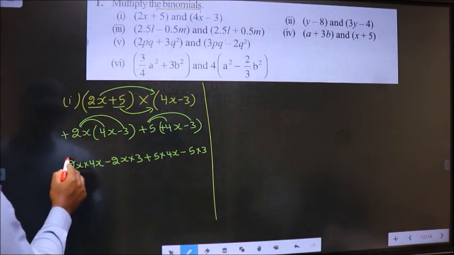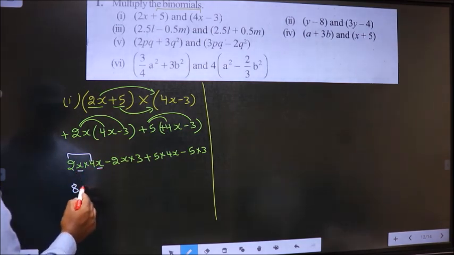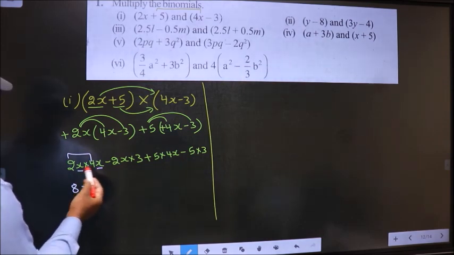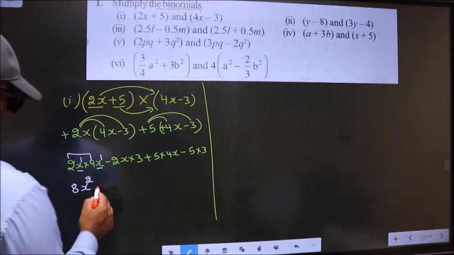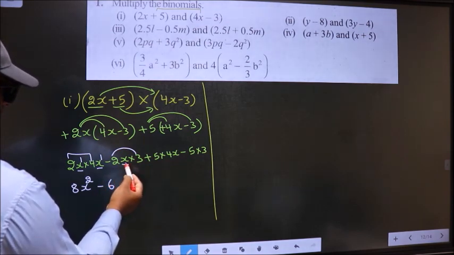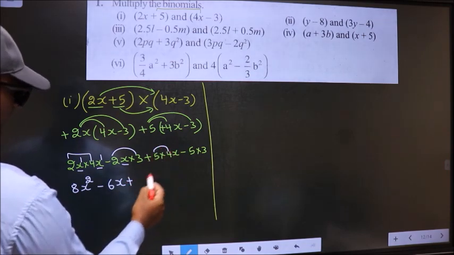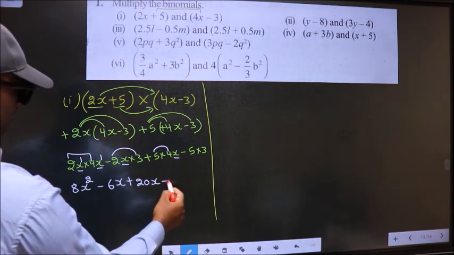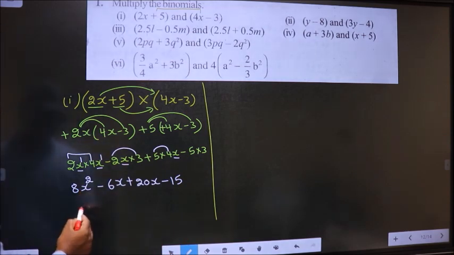Now first the numbers, 2 into 4, 8, x, so you write x, and the powers you add and write here since bases are same. So 1 plus 1, 2, minus first the numbers, 2 into 3, 6, x came once, so you write x, plus the numbers 5 into 4, 20, x appeared only once, so you write x, minus 5 into 3, 15. Now 8x square.